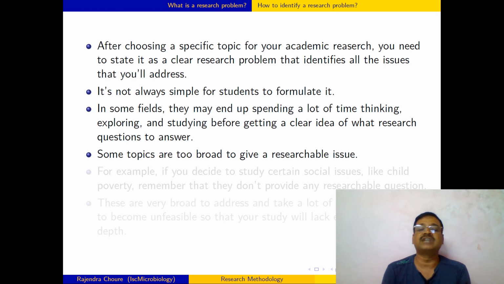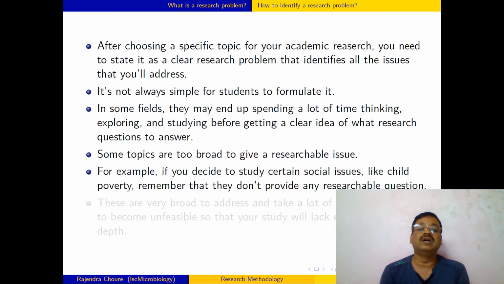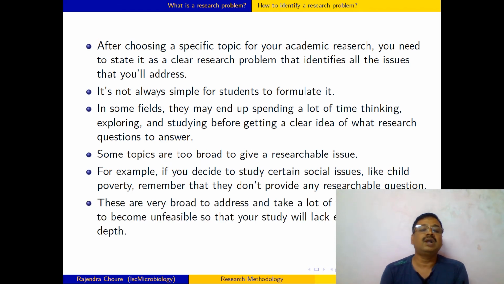Then some topics are too broad to give a researchable issue. We discussed that. If you decide to study certain social issues like child poverty, they don't provide researchable questions for such problems. These are very broad to address and take a lot of time and resources, becoming unfeasible, so that your study will lack enough focus and depth. Therefore, your research problem shall be as narrow, as specific as possible.